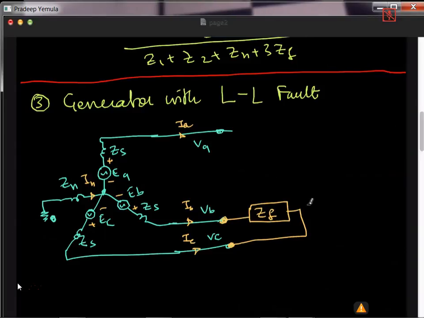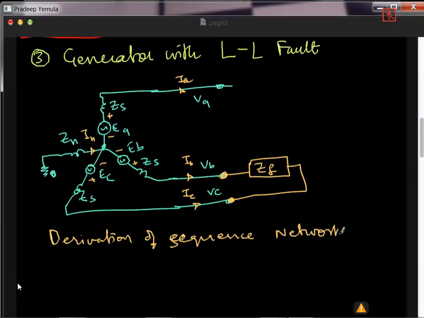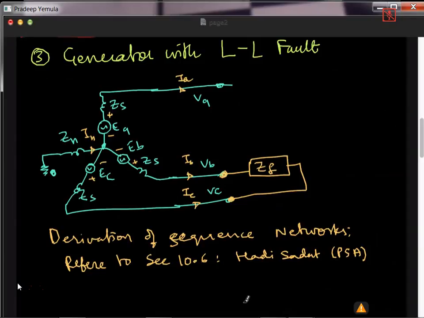So for this, what is the derivation? Again, derivation of sequence networks. Since the derivation is quite long, I am not giving you the full derivation. I would say refer to section 10.6 of Hadi Saadat, Power System Analysis textbook. So what you find from all of that is the sequence networks.